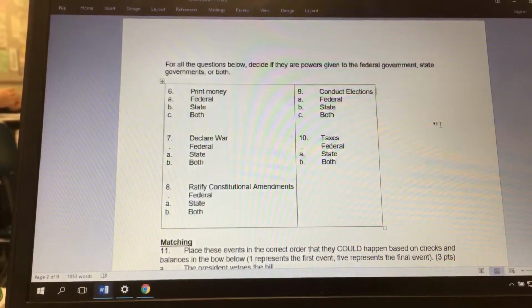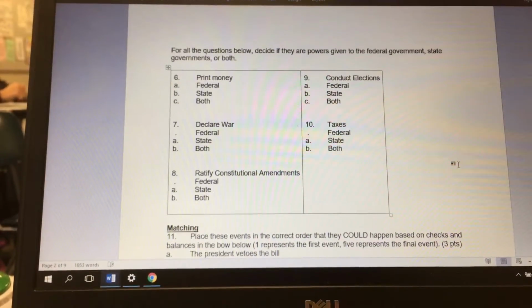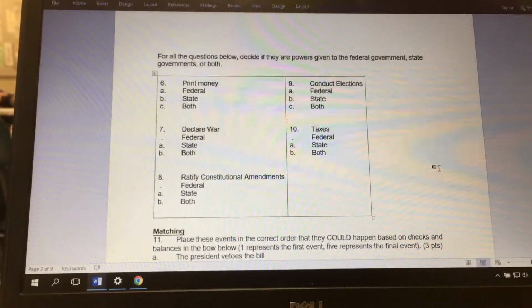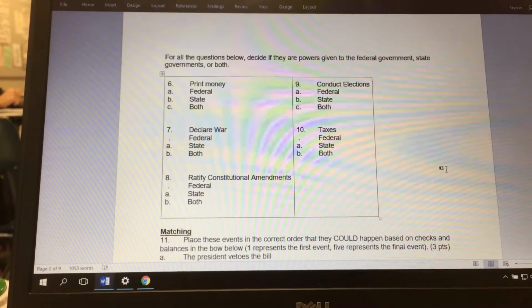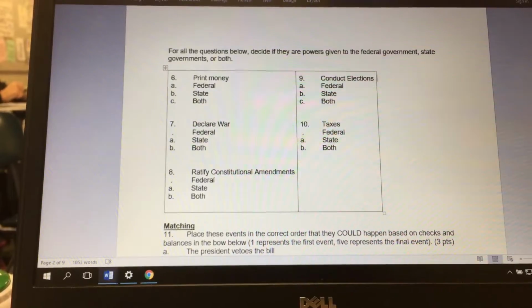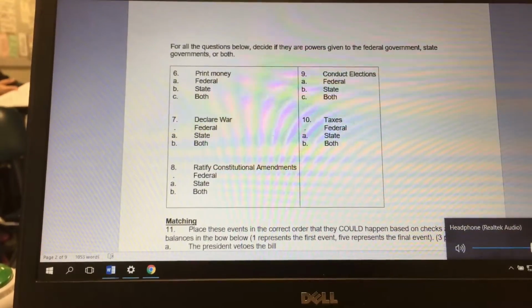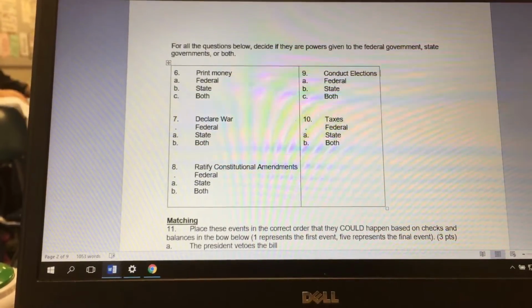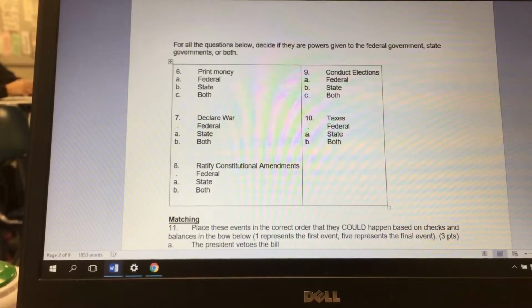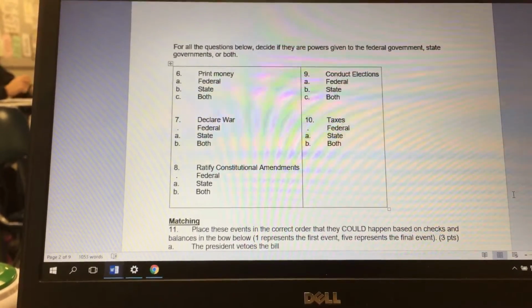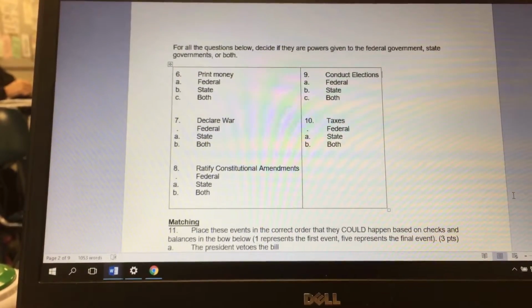For all the questions below, decide if they are powers given to the federal government, state governments, or both. Print money. Federal. State. Both. Declare war. Federal. State. Both. Ratify constitutional amendments. Federal. State. Both. Conduct elections. Federal. State. Both.